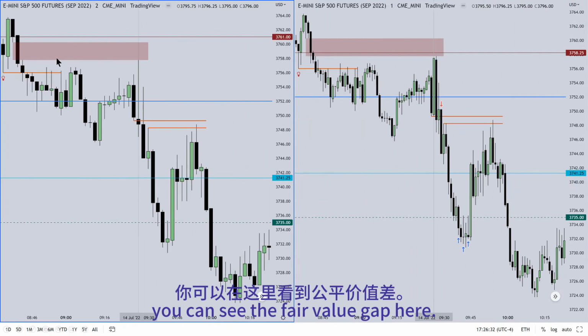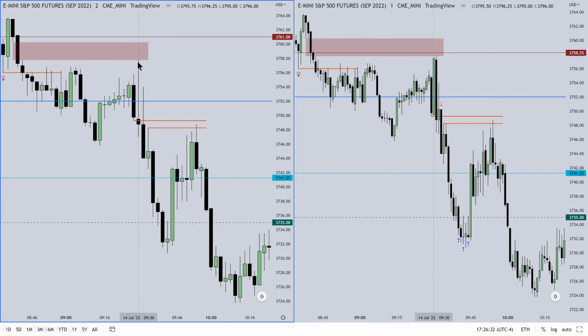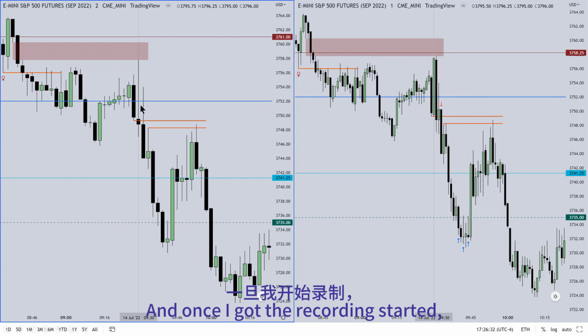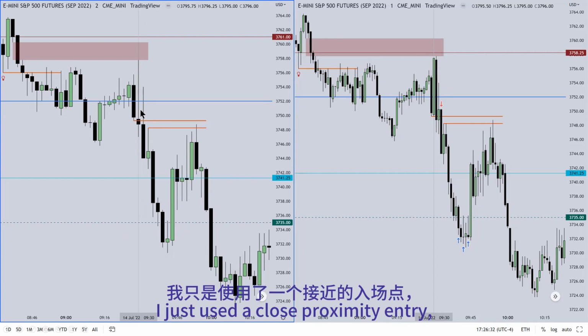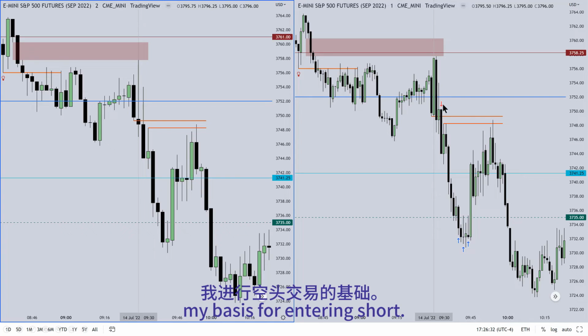On a 2-minute chart, you can see the fair value gap in here. I missed this, did not have Camtasia running. I'm out of sorts, and I just didn't have it on at the time. And once I got the recording started, I just used a close proximity entry, which is this candle here, this big one here.